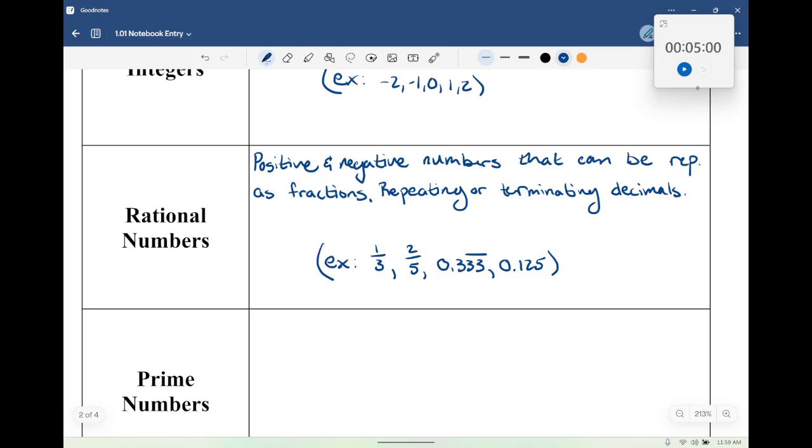Now, this 0.33333 forever, raise your hand, do you actually know what this is as a fraction? This is actually 1/3. And so if you were to change 1/3 into a decimal, that's what it looks like. Yes, it goes on forever, but again, it can be expressed or represented as a fraction. 0.125, same thing. You can represent that as a fraction. That's technically 1/8 as a decimal.